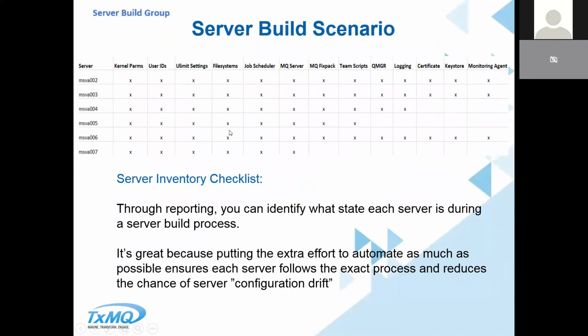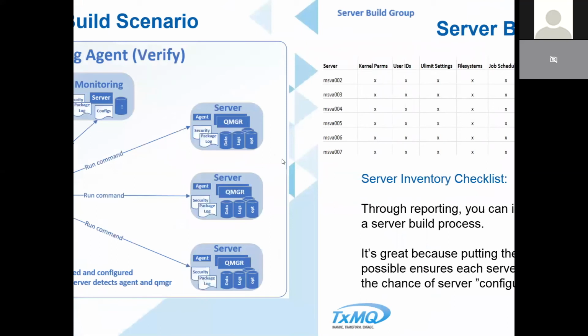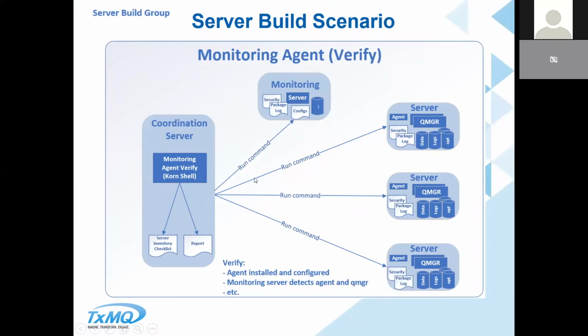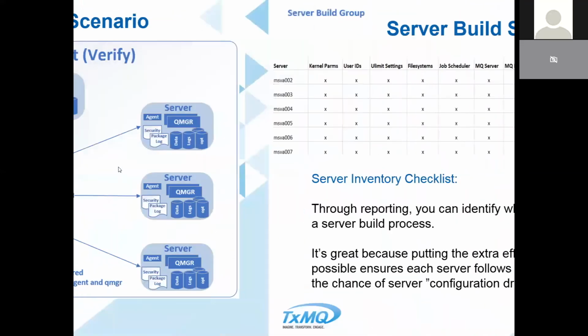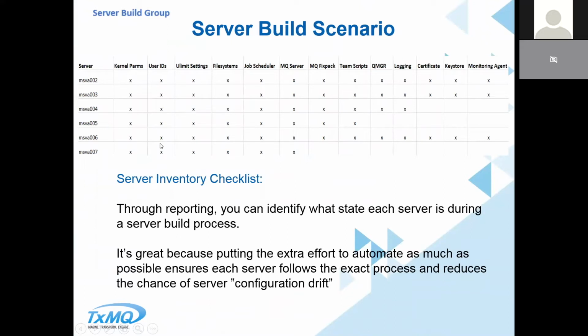This is an example of what the server build scenario report, or I should say the checklist, would look like. This would be something that the server build team would put together. Hopefully it could be in an automated manner, because of the way I was describing between the push and the verify. You could go out and talk to each one of these servers, asking questions like, okay, are your kernel params set correctly? Are the user IDs already out there, your user limit settings, is your MQ server installed? For example, is logging all set up?